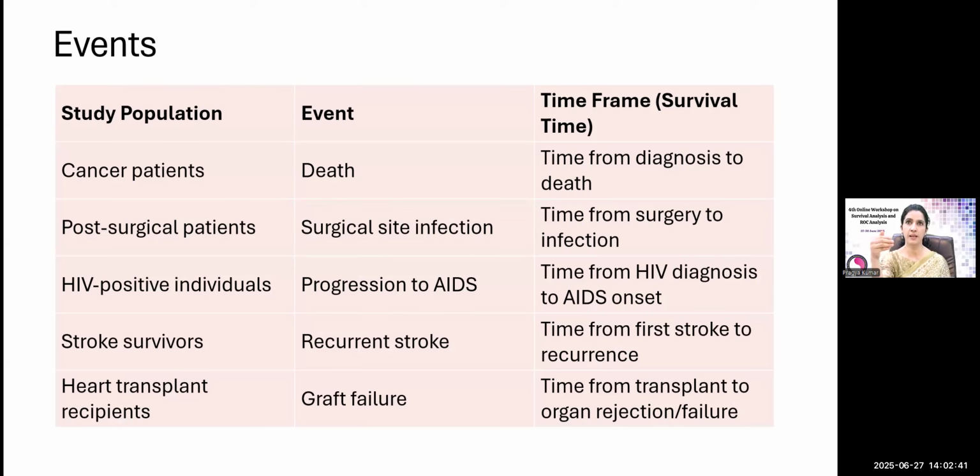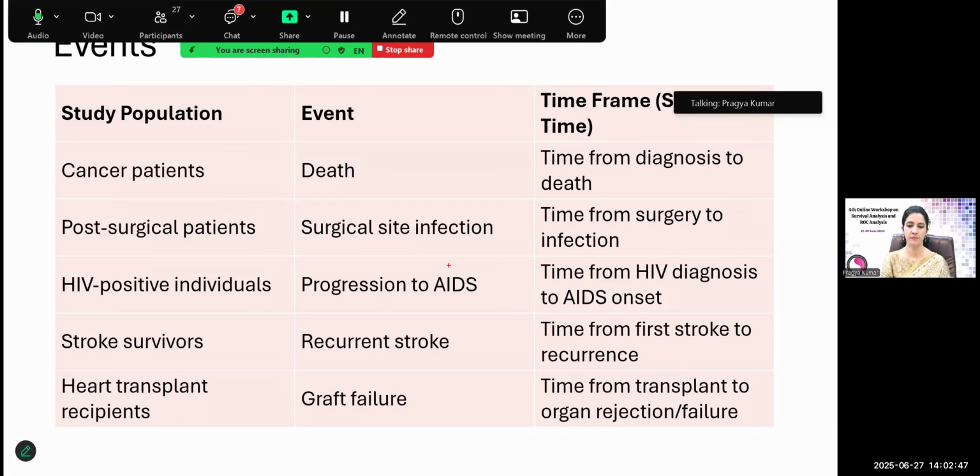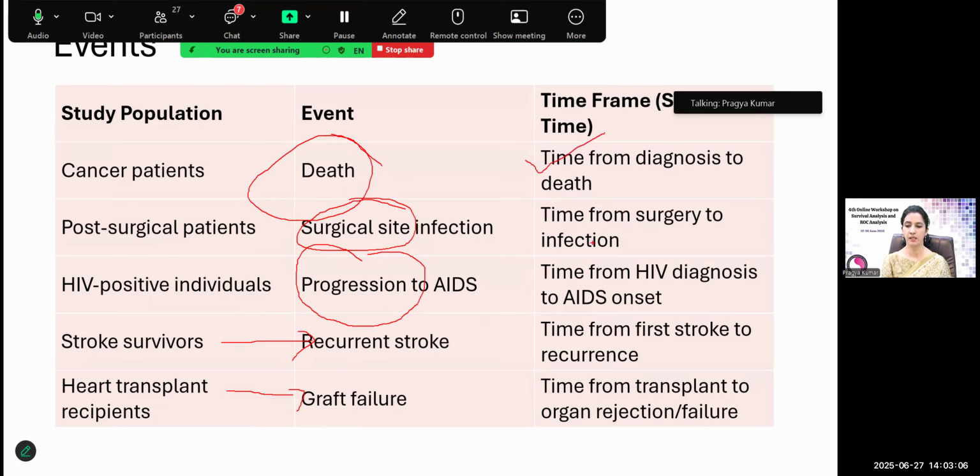Again, the same examples: cancer patients where the event is death; post-surgical patients where the event is surgical site infection. These are negative events, death and surgical site infection. HIV positive individual, progression to AIDS; stroke survivor, recurrent stroke; heart transplant, graft failure. And the time frame is time until diagnosis, or surgery to infection, because you have got a start time also. How do we define the start time? Basically, you take the time of diagnosis. Whenever you have got the diagnosis, that is your start time. That's why it says time from HIV diagnosis to AIDS.